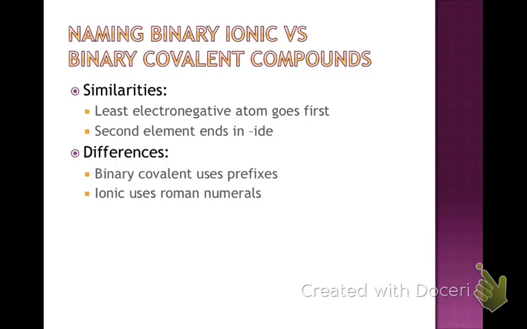So we'll go through naming binary ionic versus binary covalent. We have some similarities. First, the least electronegative atom goes first. We know in ionic compounds, the metals go first. Well, metals are actually less electronegative than nonmetals. And the other similarity is that the second element ends in ide. That's the same thing for binary ionic versus binary covalent compounds. The differences: binary covalent uses prefixes. Don't put a prefix in an ionic compound. And ionic compounds use Roman numerals occasionally when you need to show that there's more than one oxidation state.